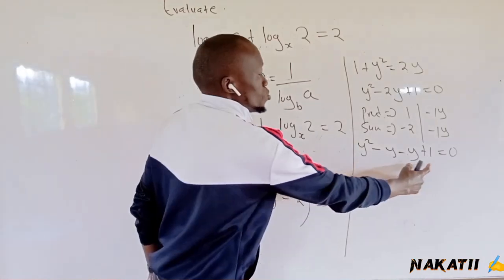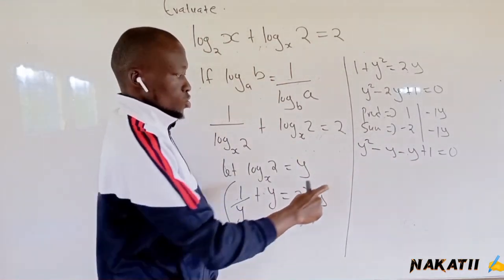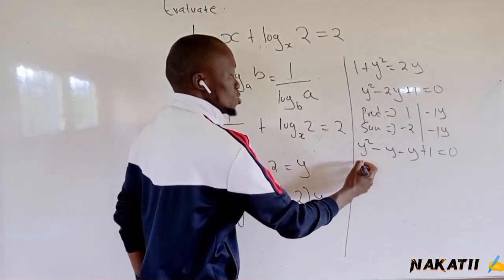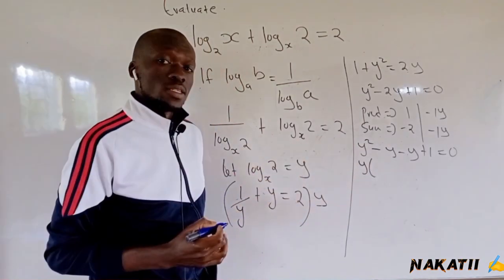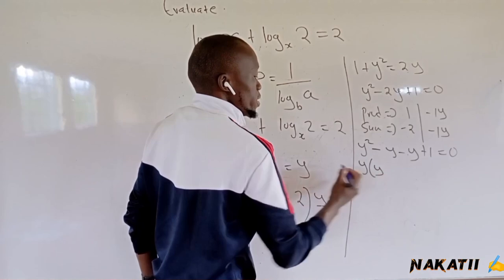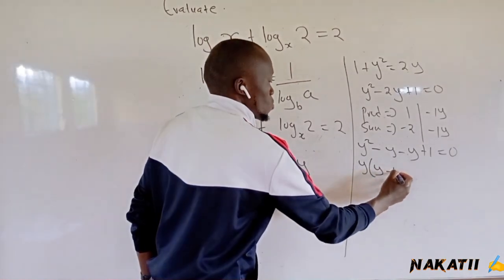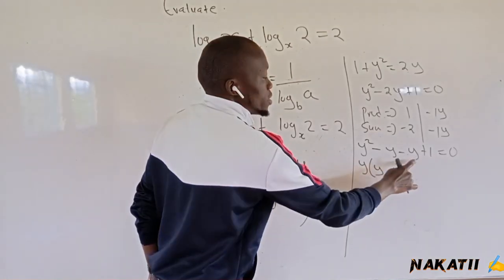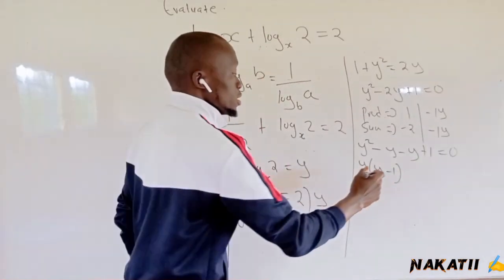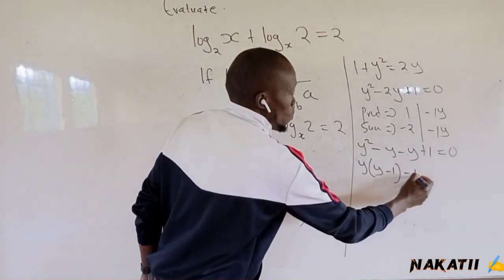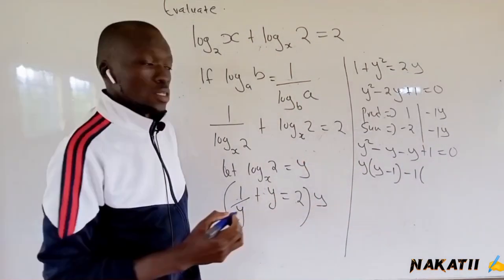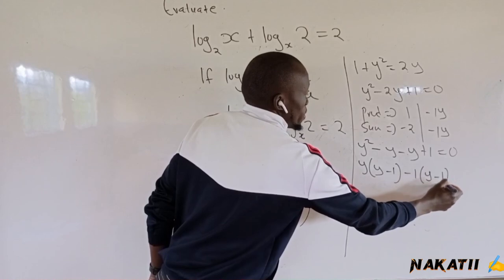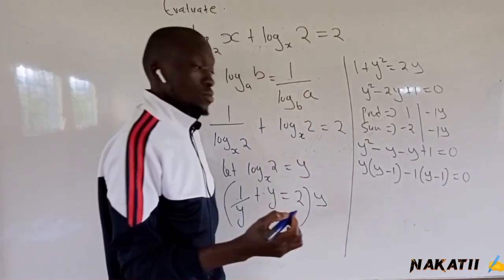Then group this one into 2 and factorize. Check what is common between y squared and negative y. It's y. Factor it outside. You will have y minus 1 inside. Then check what is common between negative y and positive 1. It is negative 1. Factor it outside. You're going to remain with y minus 1 inside, is equal to 0.